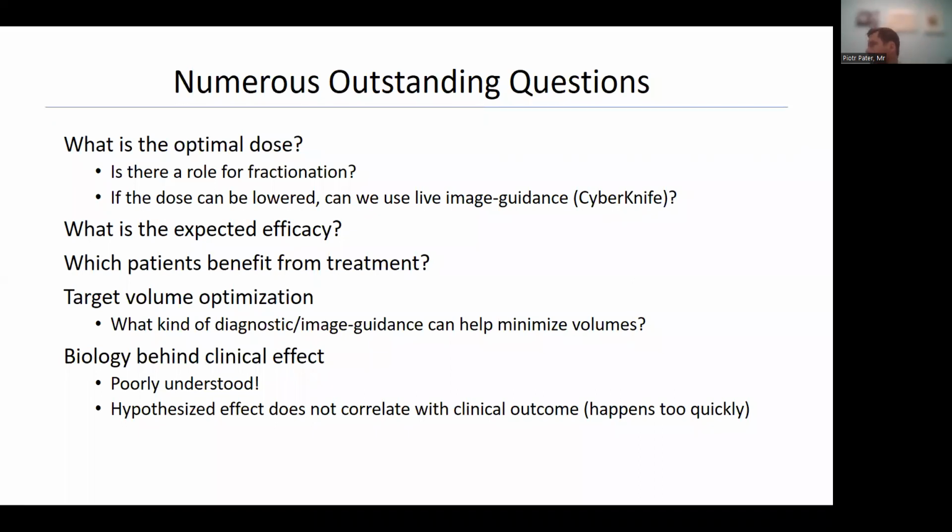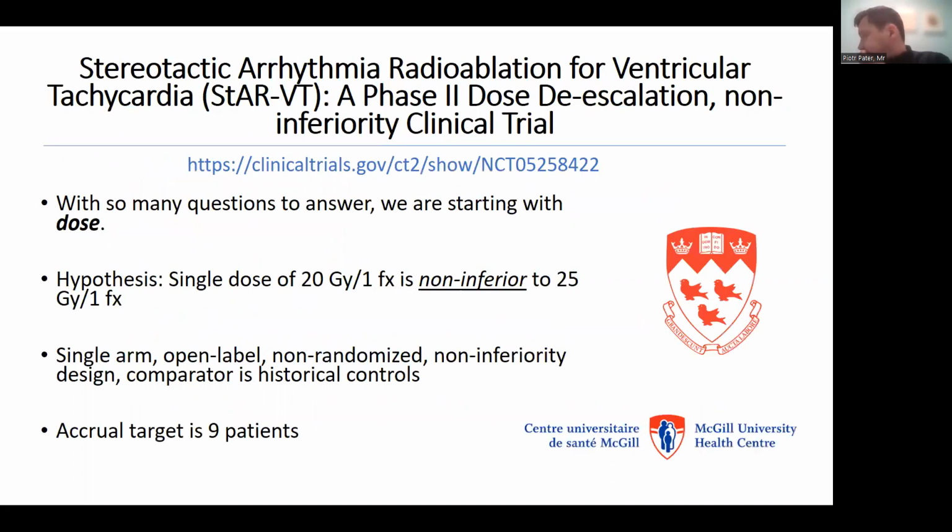So we thought that the scar was important. Now we think that the effect might be due to something else. Next slide. So we decided to answer one of these questions, and we're opening a phase 2 dose de-escalation non-inferiority clinical trial at the MUHC.